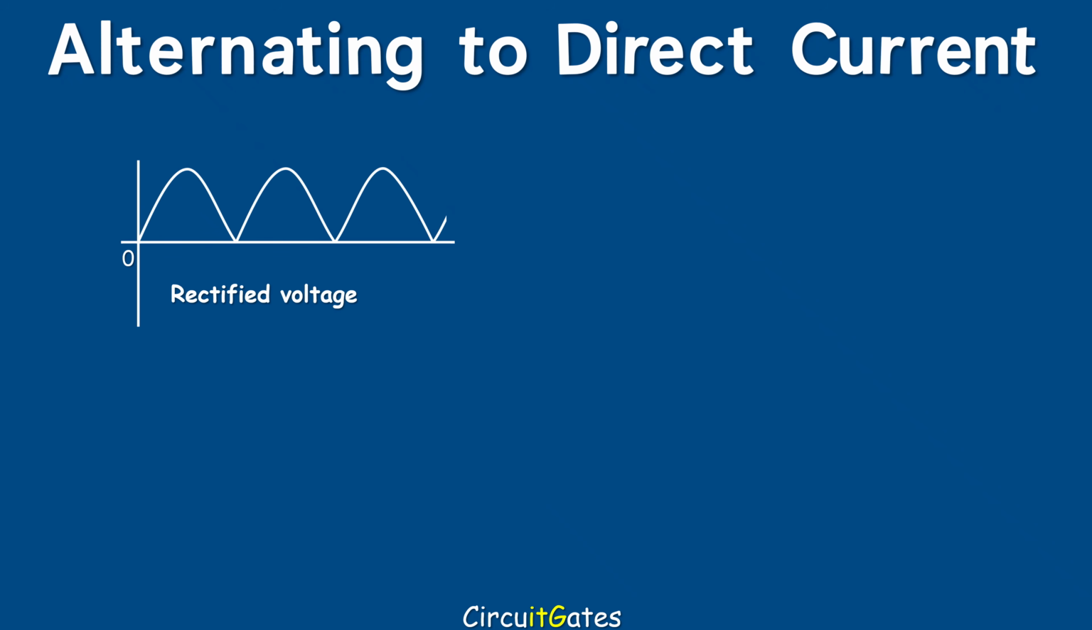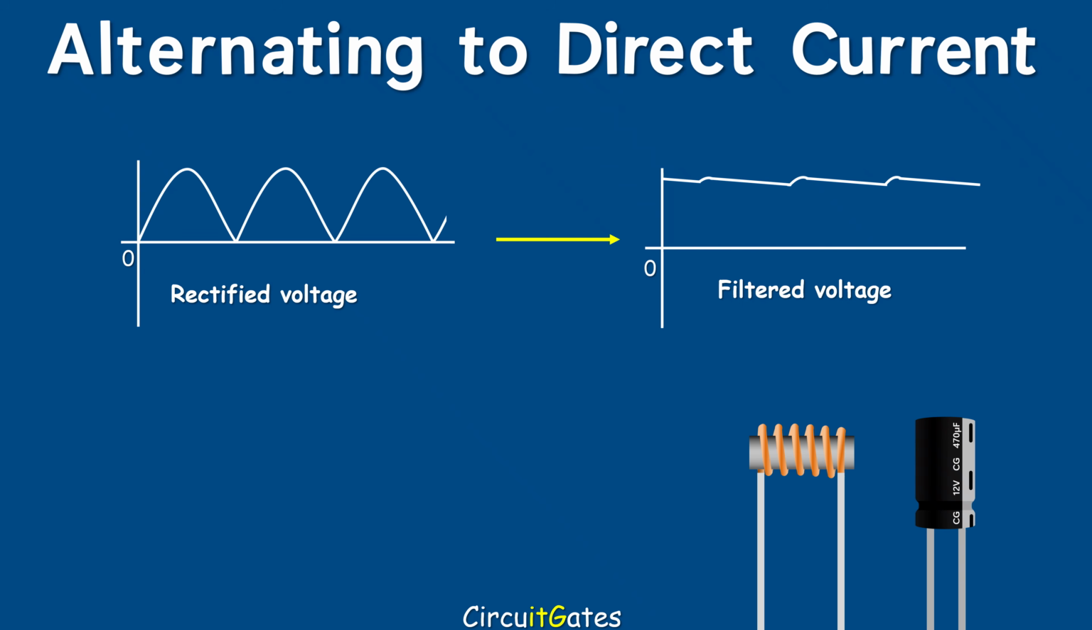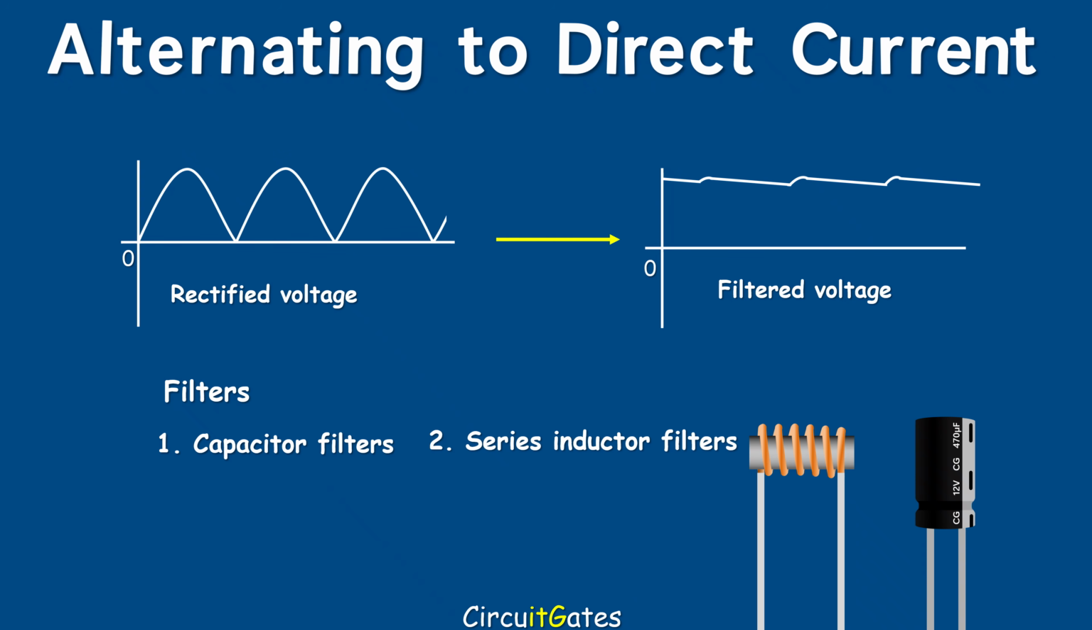After rectifying the voltage, we then filter it. At filtering, we are eliminating the fluctuations in the DC rectified voltage to a nearly smooth voltage. Capacitors and inductors are used for filtering. There are several filters used, such as capacitor filters, series inductor filters, choke input filters, and capacitor input filters.